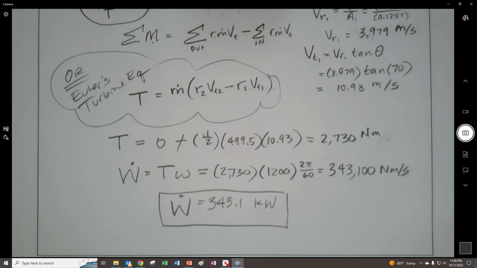So that was another example using a Francis turbine. Let's go to a Pelton turbine in the next example.